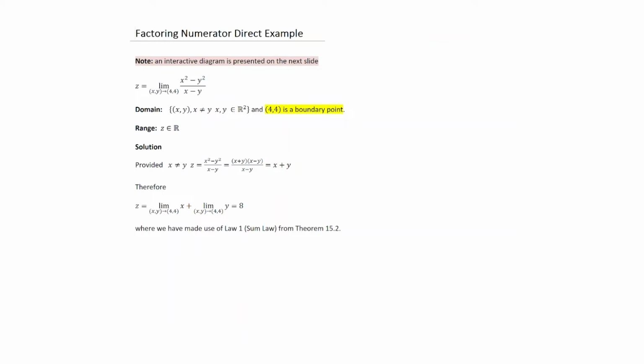Well, the x minus y on the numerator and denominator factor out, and you end up with a final solution of x plus y. Now, the limit of that function exists, again, according to the sum law, because if the limit of x exists, it does, and the limit of y exists, it does, then the limit of the sum also exists. So you can just more or less substitute the value for x in and the value of y, and you'll end up with a value of 8.